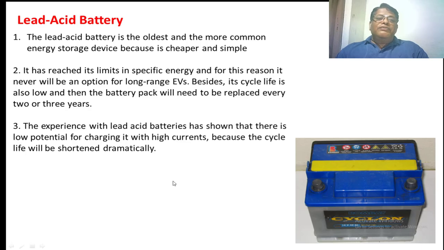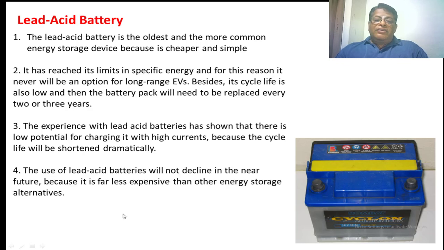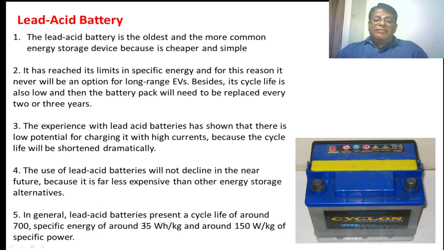There is some experience with the lead acid battery. If the lead acid battery is charged at high currents, the cycle life of the battery will decrease. The use of the lead acid battery will not decline in the near future because it is less expensive than other energy storage devices. In general, the lead acid battery presents a cycle life of around 700, a specific energy of around 35 watts per kg and a specific power of around 150 watts per kg.